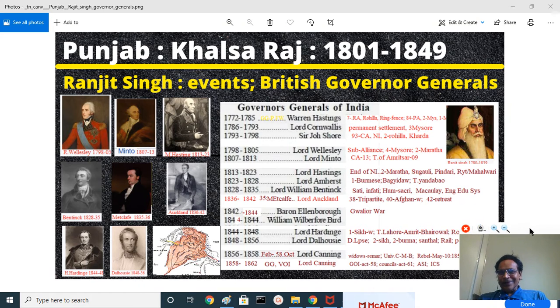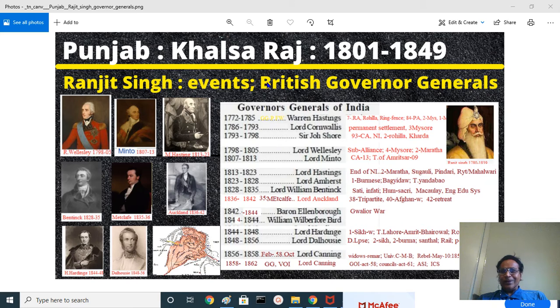That is Khalsa Raj, Ranjit Singh Sarkar, and Maharaja Ranjit Singh, the Lion of Punjab, who built the Sikh Empire, Sikh Kingdom, Khalsa Kingdom, brick by brick from his Gujranwala or Sukerchakia Principality.